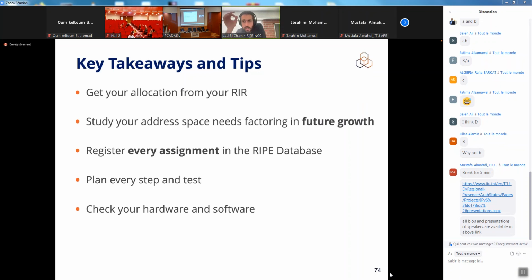Register every assignment in the RIPE database. This is very important. Why? Because the IPv6 addresses that you're giving to your customers, in nature, they are global. They are similar to public addresses in IPv4. So we should know what is really happening there. We should know if we should filter them or not, if there's something abnormal happening or not, etc.